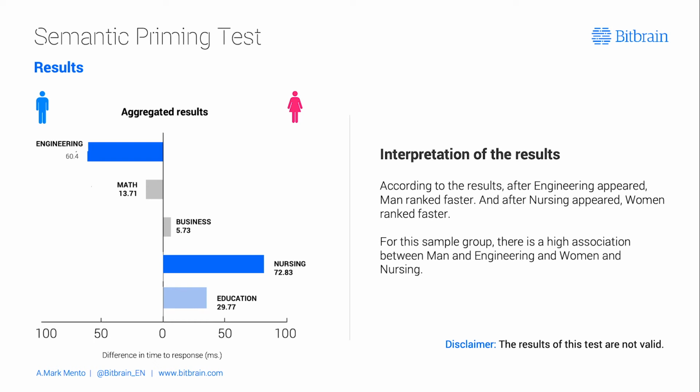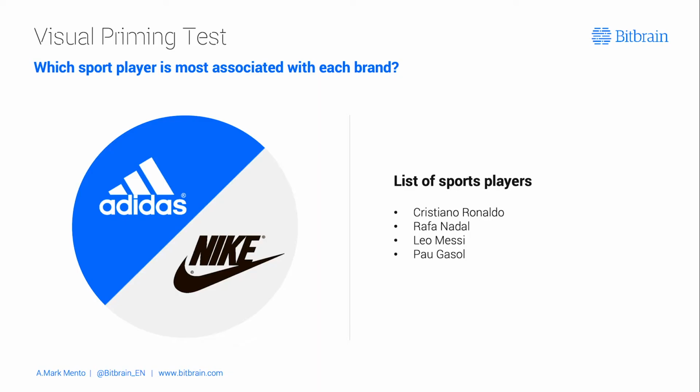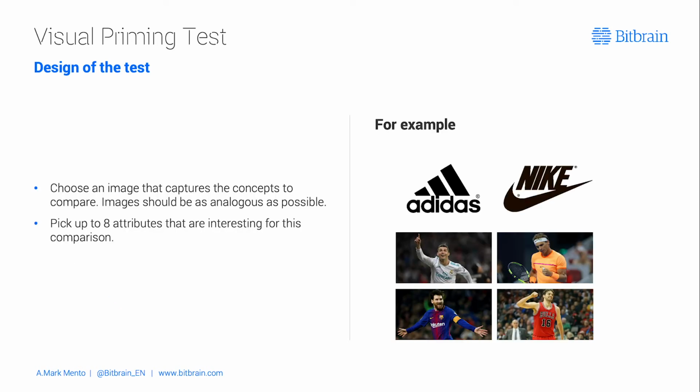The last example we're going to show you is the visual priming test, which is fairly similar to the last one. For our example, we're going to start with a list of famous athletes, and we're going to test the association with two different brands. And since this is the visual priming test, in this case, instead of choosing a list of words or attributes, we're going to pick images of each of these players.